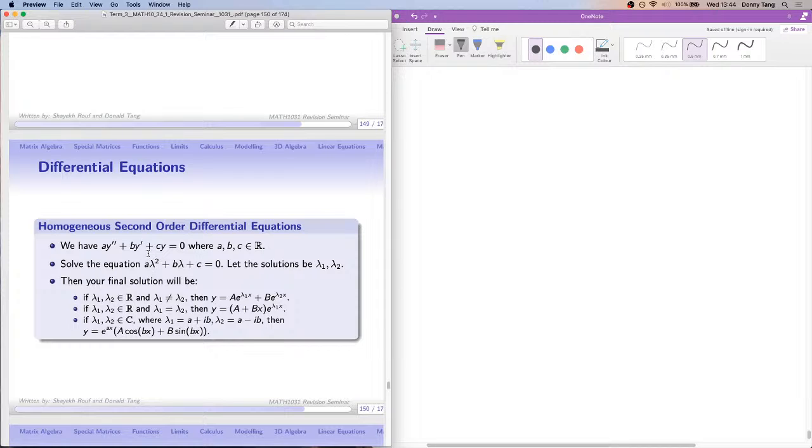All right, so what you want to do, like a difference equation, is convert the y double dashes to lambda squareds, the y dashes to lambda, and the last y to nothing. And then you solve the quadratic. Then you go here and check if your solutions fit. If lambda 1, lambda 2 is a real number, lambda 1 does not equal lambda 2, then this is going to be your solution. Sub everything in. If lambda 1, lambda 2 is a real number, but they're equal, this is going to be your solution. If they're complex, then this is going to be your equation.